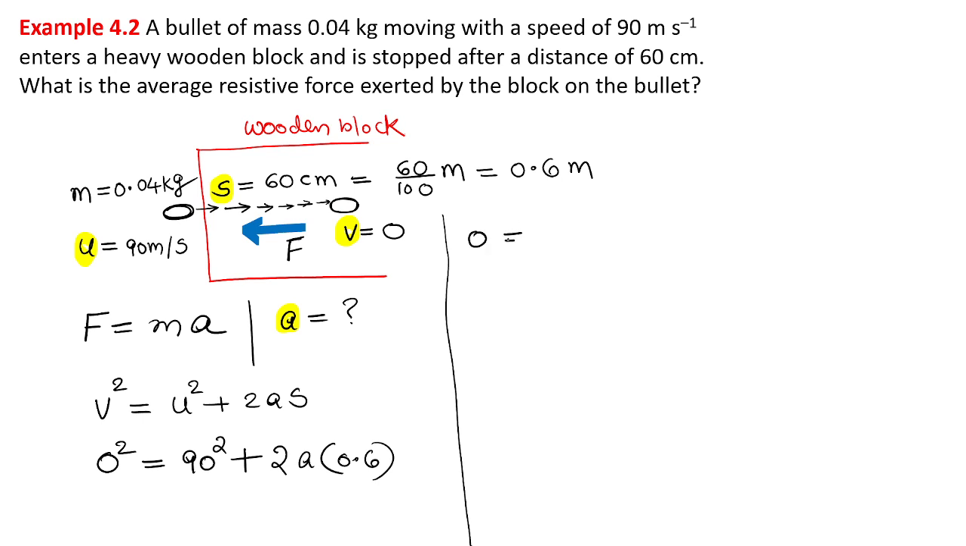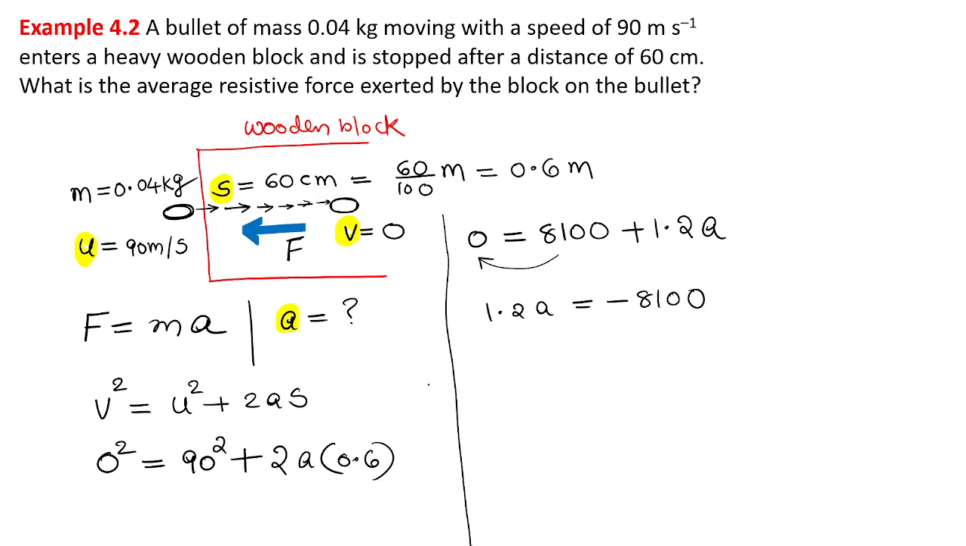0 equal to 90 square. 90 square is 8100. 2 into 0.6 will be 1.2A. Clear? Diya, Trisha, is that okay? Making the rearrangement: 1.2A equal to minus 8100.